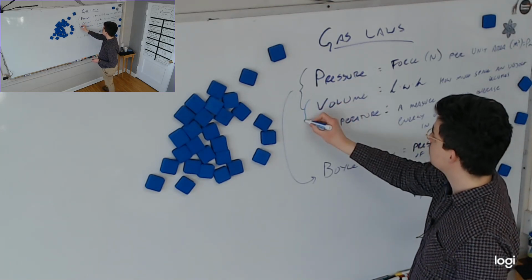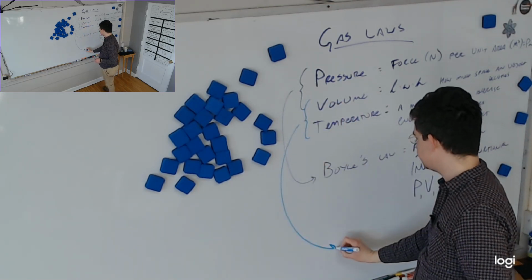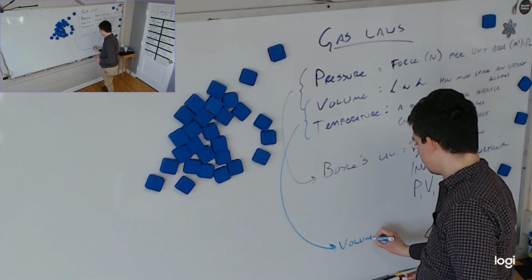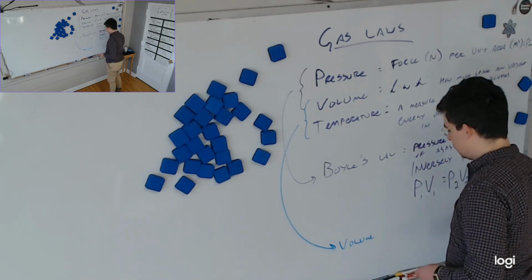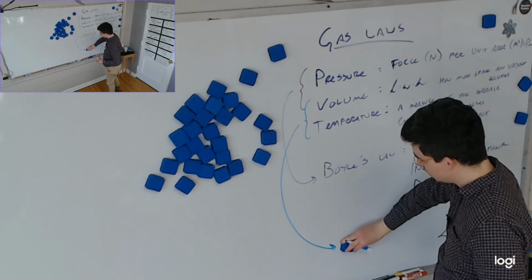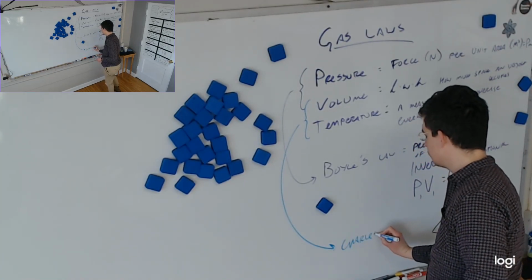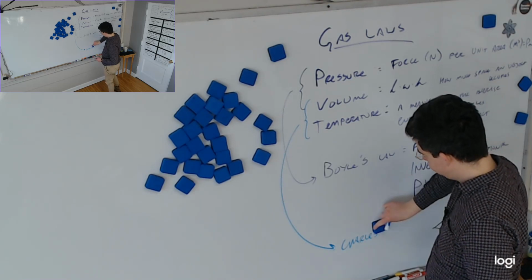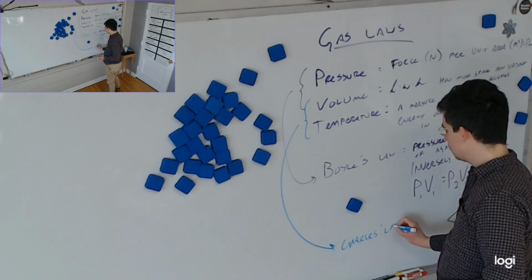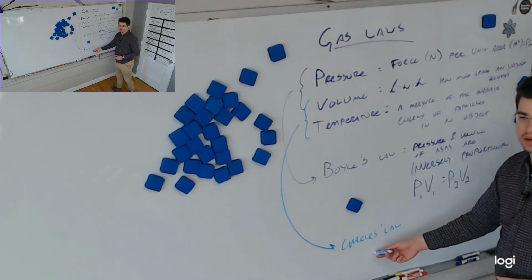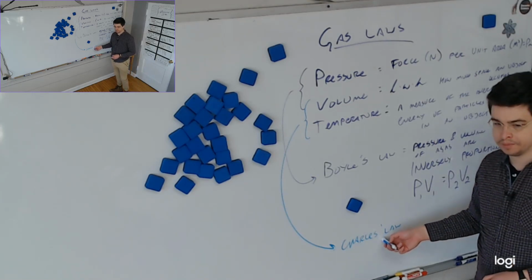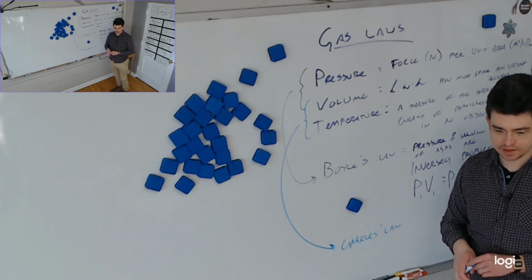Charles' law relates volume and temperature. Oh, I wrote the word volume, but I meant to write Charles. I don't know that that happens very often. Charles' law. I would put Charles and then an apostrophe afterward, because that's how I say it.